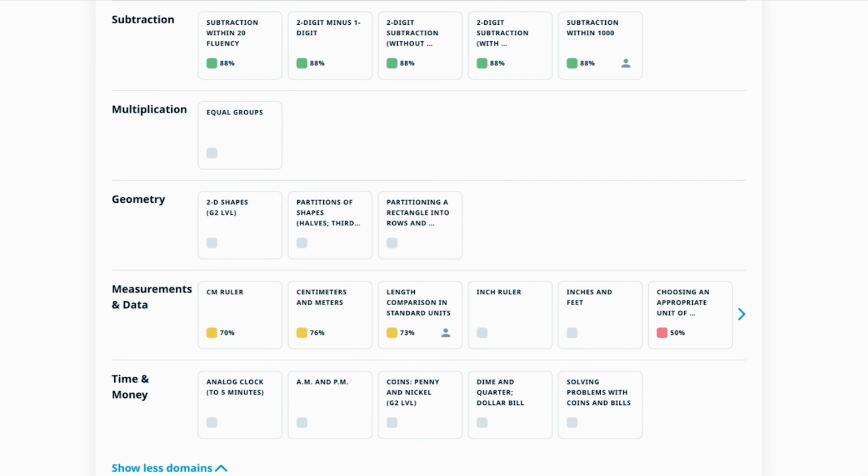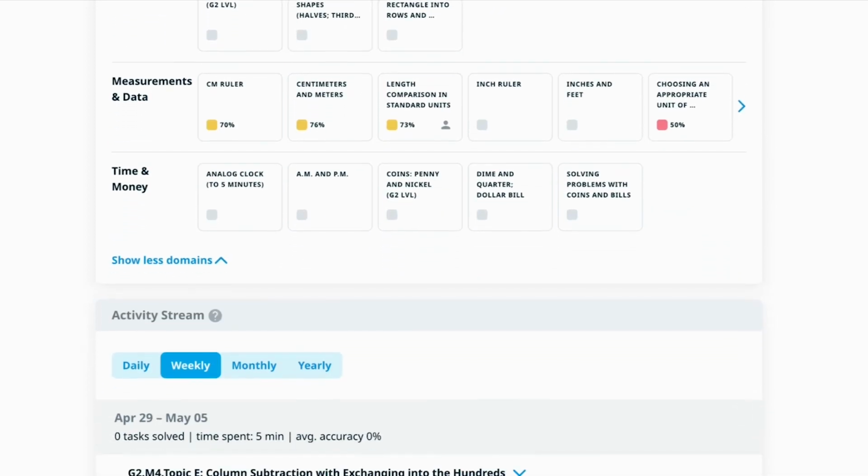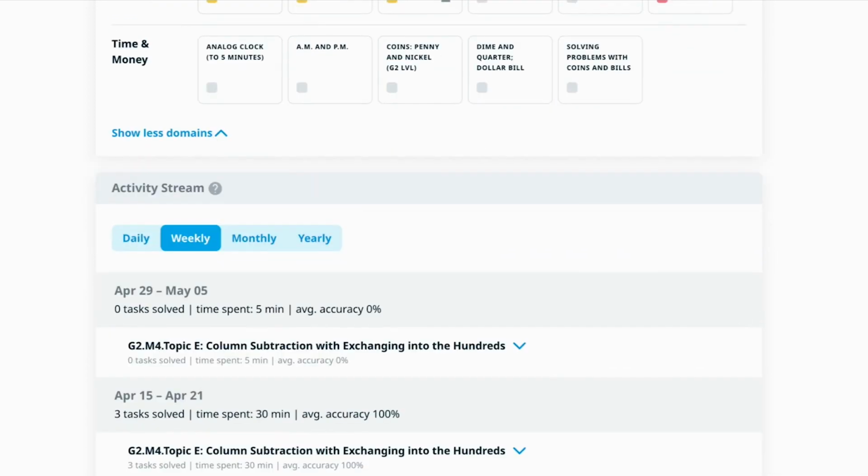This information lets me decide whether or not I want to assign additional targeted practice using our assignments or printables features. And we do have very detailed videos on our YouTube channel on how to set this up and best utilize them. So check those videos out after this video. But coming back to Bobby, if we scroll further down, that's where our individual activity stream for him is located.